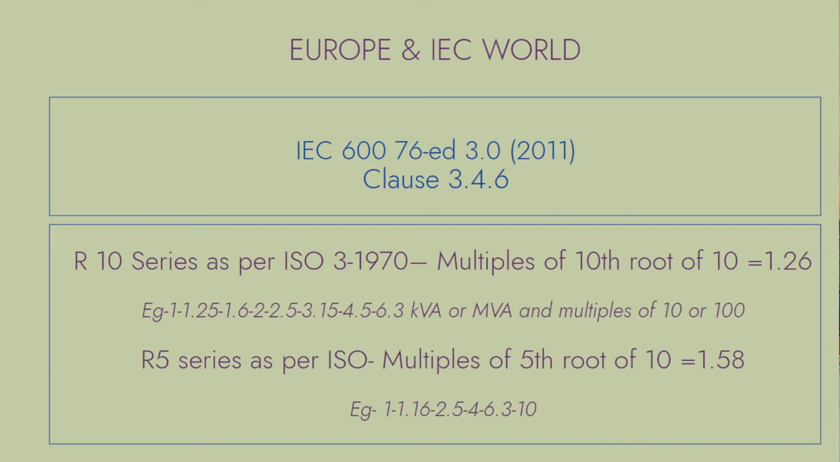This is based on the R10 series, meaning the 10th root of 10, that is each will be a multiple of 1.26. But many utilities find this is too much variation, and so they prefer to go by the R5 series. That means 1 to 10 MVA is divided into only 5 ratings, and each rating is a multiplier of the 5th root of 10, that is 1.58. So the ratings will be 1, 1.6, 2.5, and it goes like that.